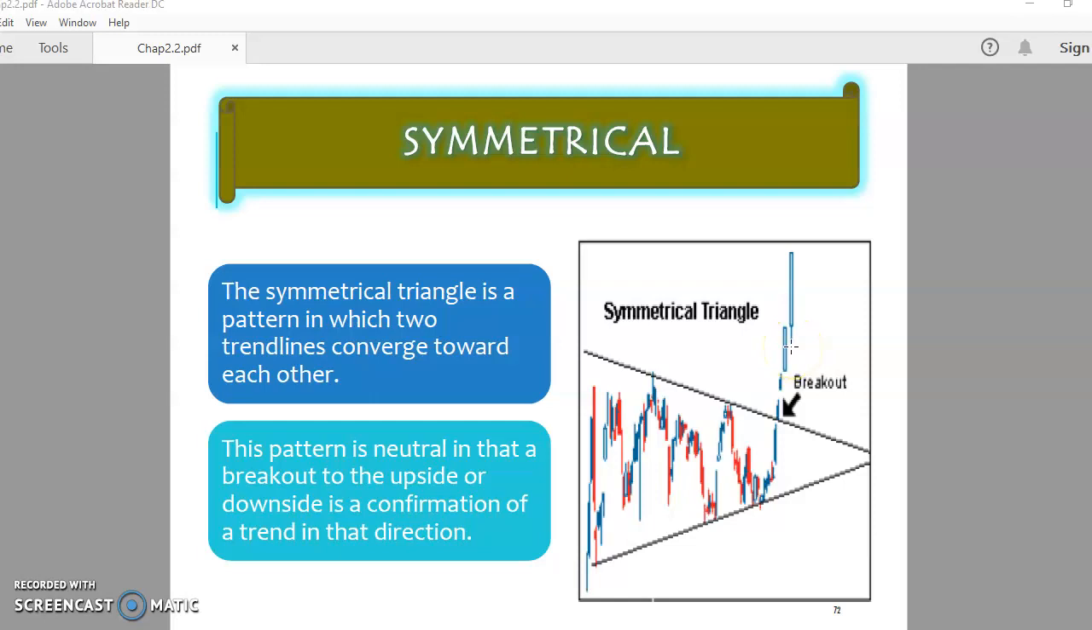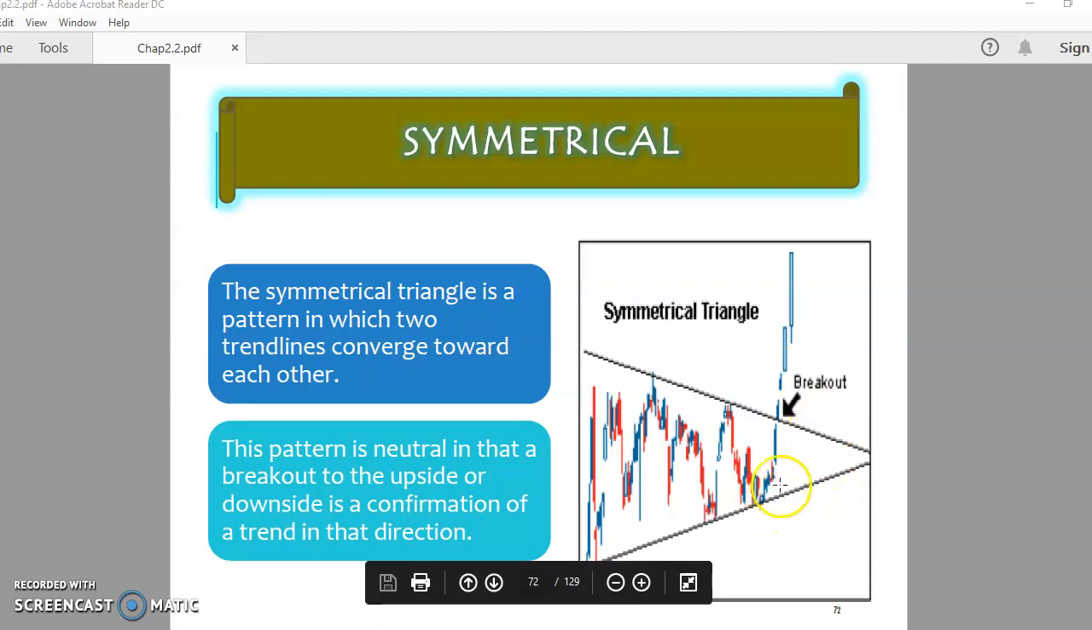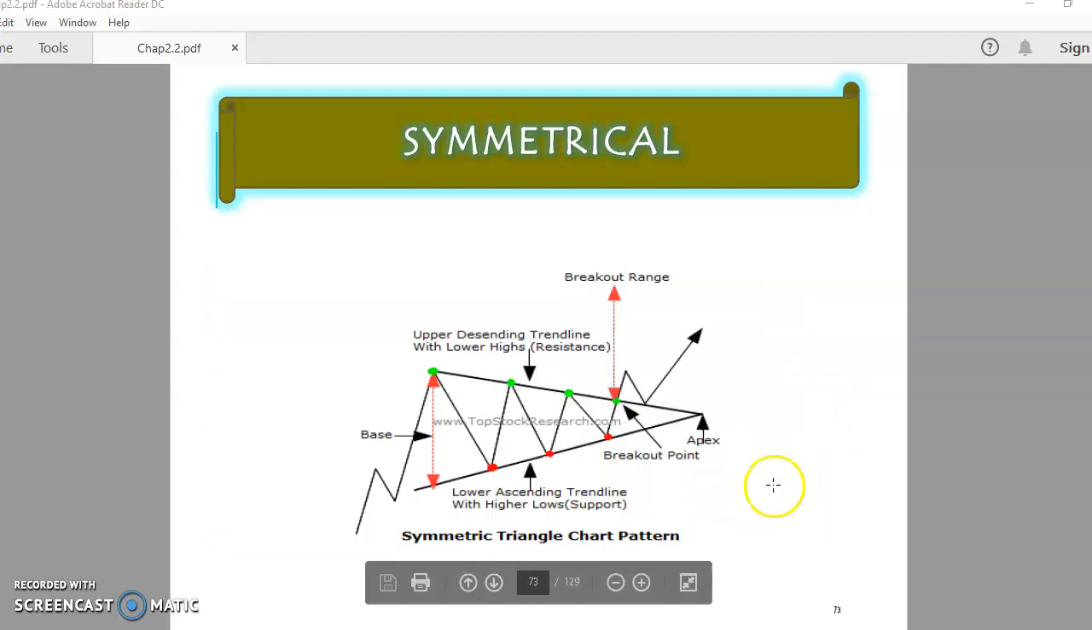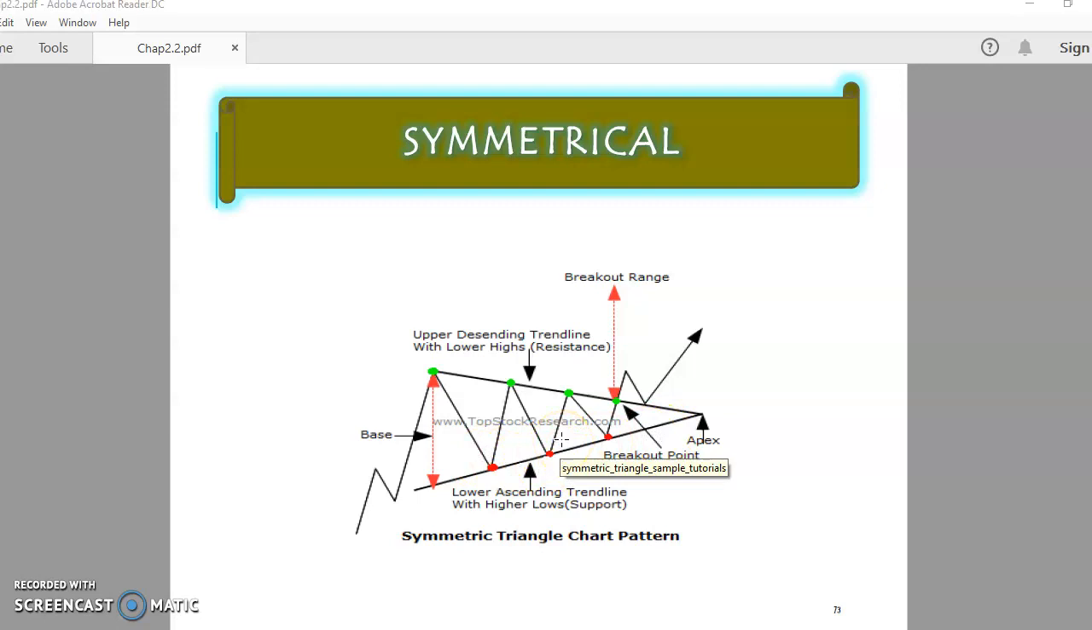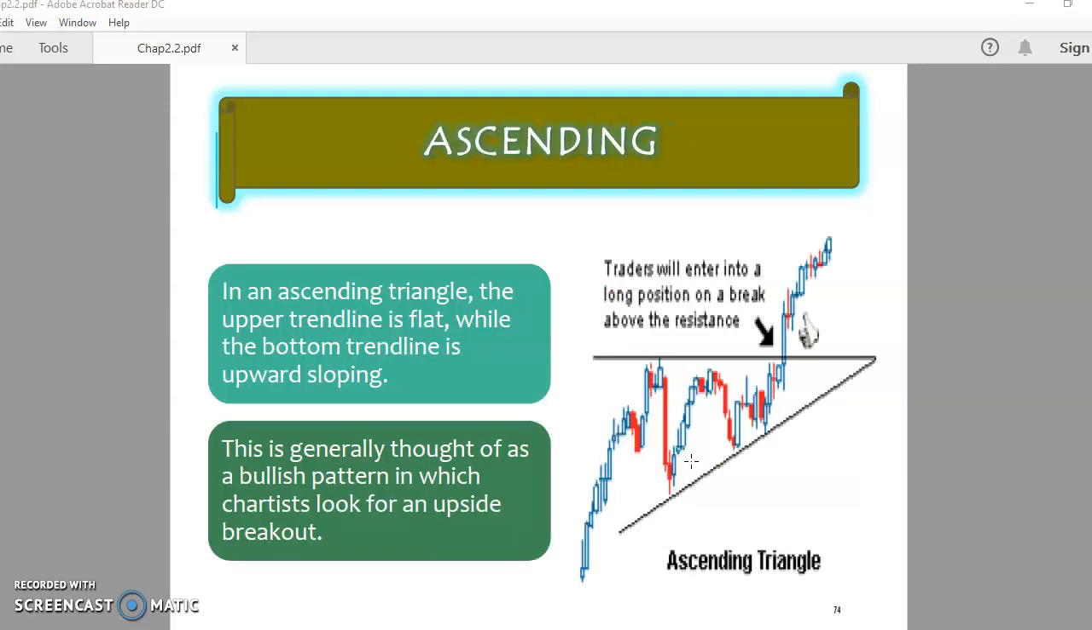bearish or reversal if they break out of the support line. Okay, so it looks almost similar to a pennant pattern. However, as I mentioned just now, what makes it different is the duration. Okay, so the other type of triangle is the ascending triangle.